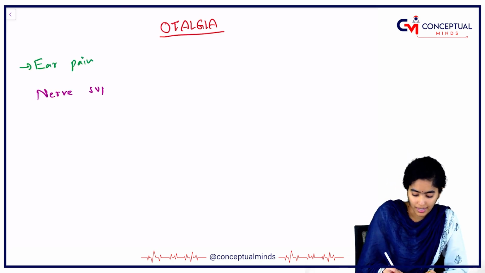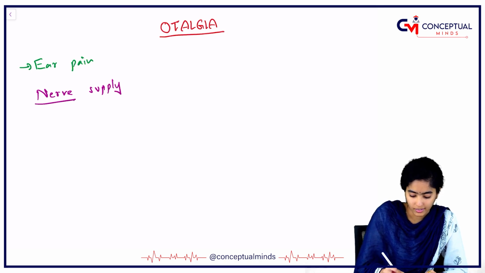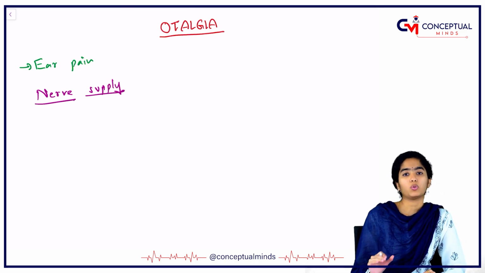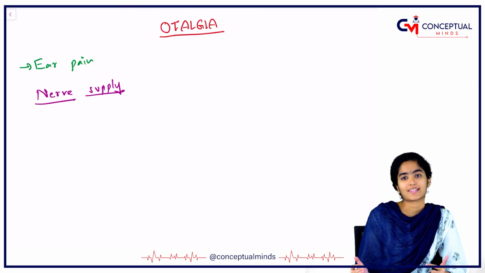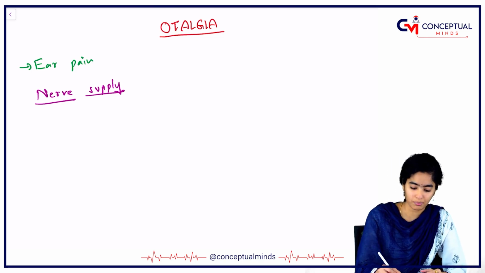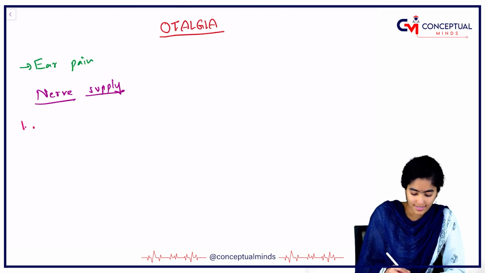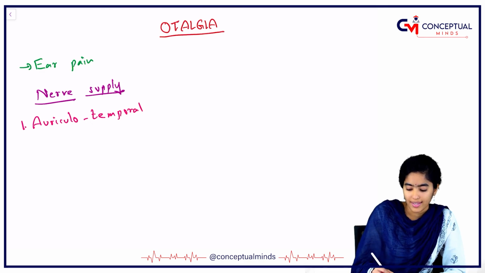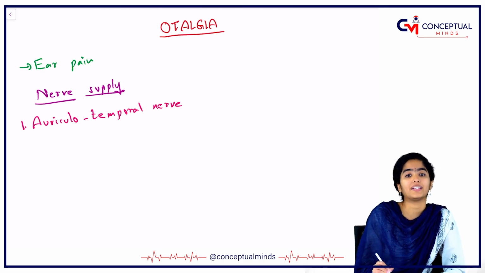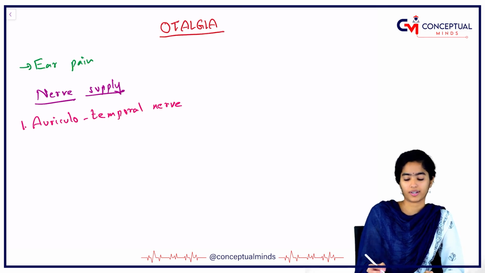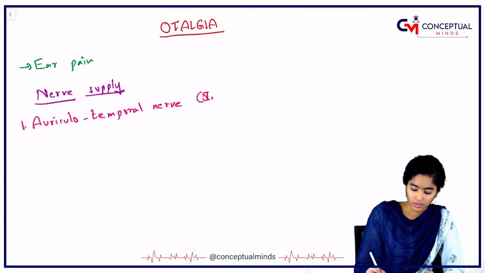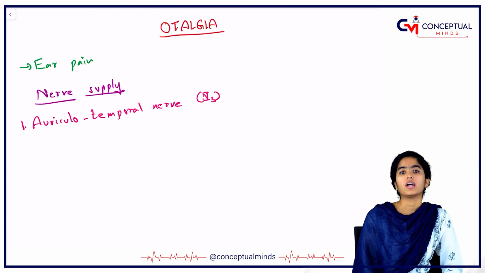The ear is supplied by 4 cranial nerves as well as 2 cervical nerves. What are the 4 cranial nerves? 5th nerve, 7th nerve, 9th and 10th nerves. What are the branches that are supplying them? First is the auriculotemporal nerve. Auriculotemporal nerve is a branch of the mandibular division of trigeminal nerve. It's coming from the mandibular division.